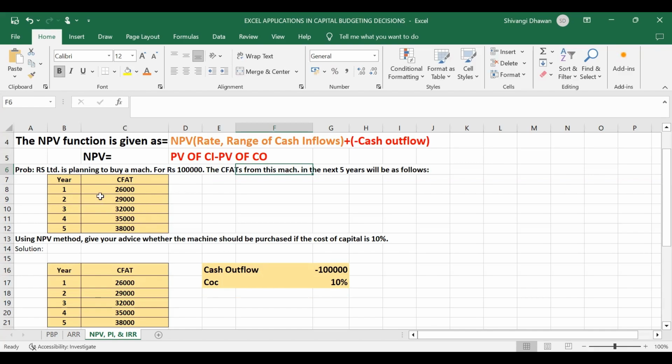So these are the future cash flows and we need to convert them into present values in order to get present value of all the cash inflows so that we can subtract present value of cash outflows from them and get our NPV, which is one of the very important indicators of checking the feasibility of the project and deciding whether we should go for a particular project or not.